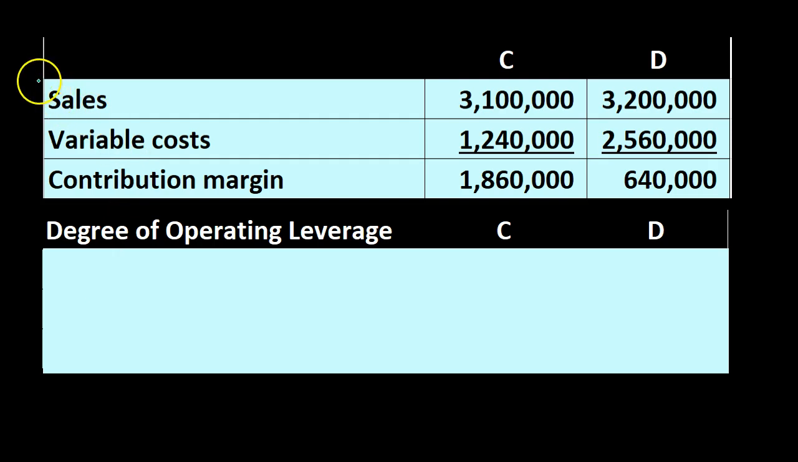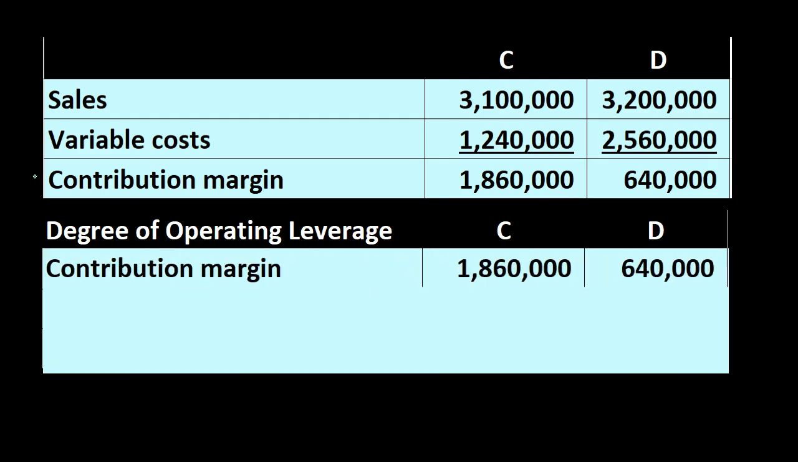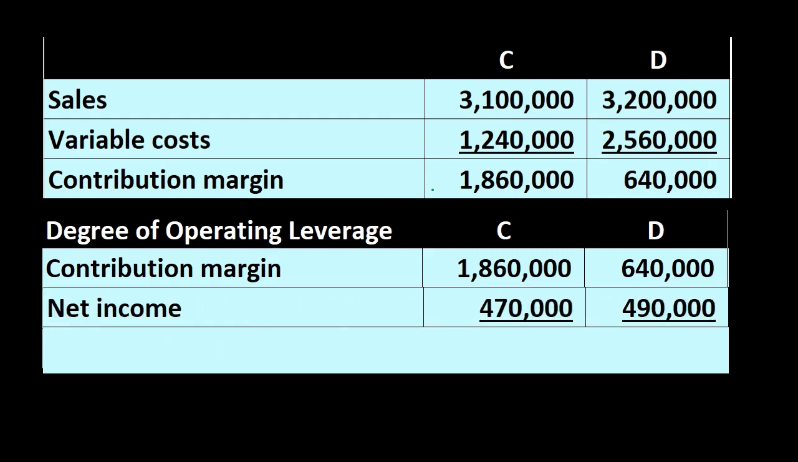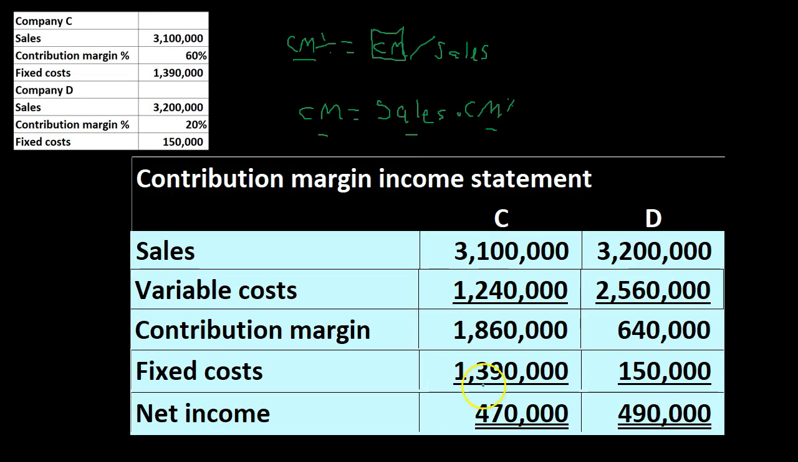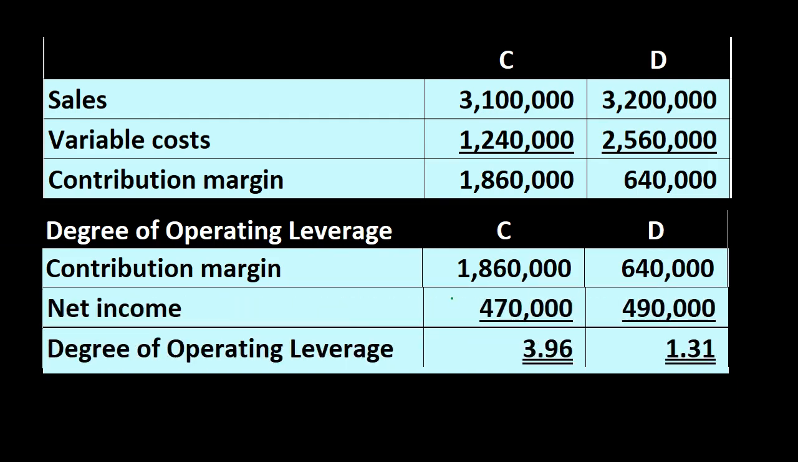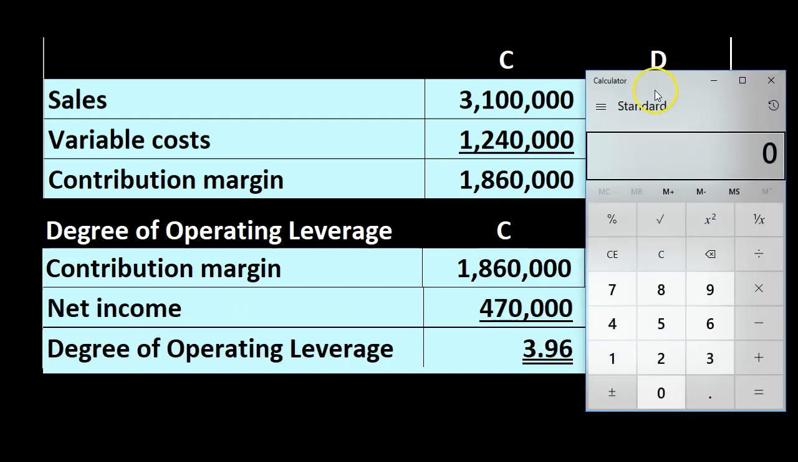Now we're going to take the top of that income statement, sales, variable cost, contribution margin, and calculate the new item we're considering here, the degree of operating leverage. This is the area we've been looking for. So here's the contribution margin we're pulling down. And then we're going to say the net income. The net income is 470. We don't have that in our data set, but that's the 470 and the 490. So there we have that. And then if we divide those two out, we're going to get our degree of operating leverage.